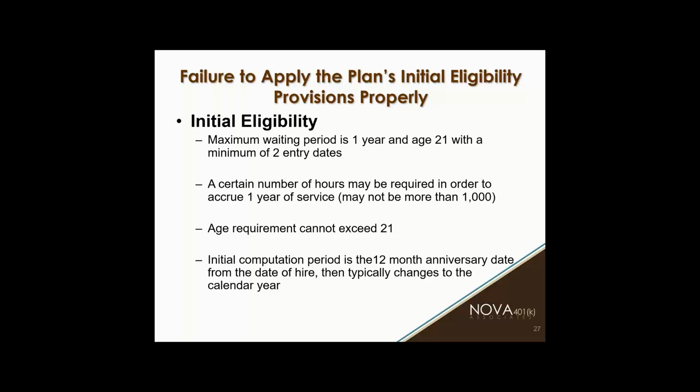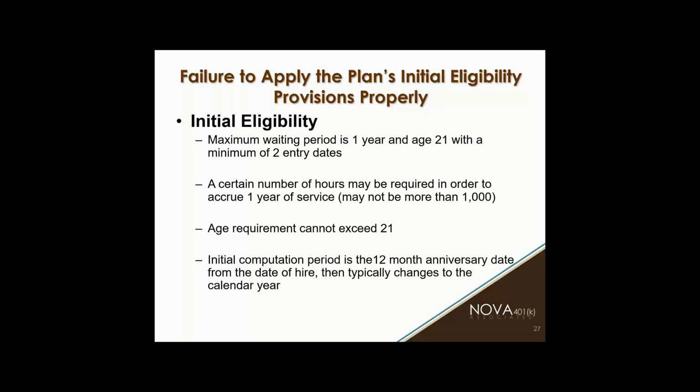So the maximum waiting period in a 401k plan of any kind is 1 year of service and age 21, with a minimum of 2 entry dates. All right, I'll show you how this actually works on the next slide. Now, a certain number of hours may be required to accrue the 1 year of service. Typically, this is 1,000 hours. It can't be more than 1,000, but that's the standard usually: 1 year of service and 1,000 hours worked within that year.